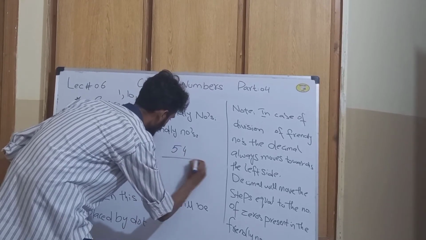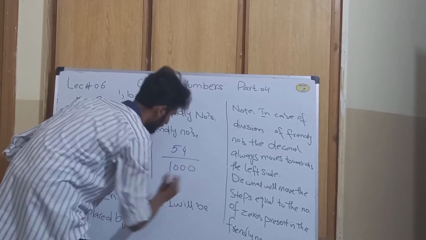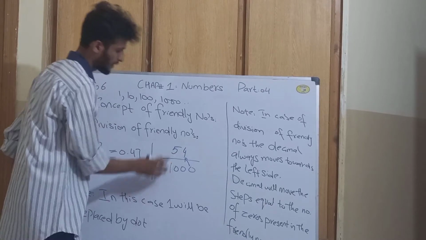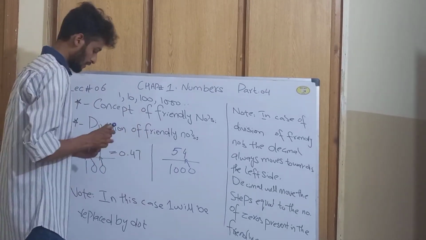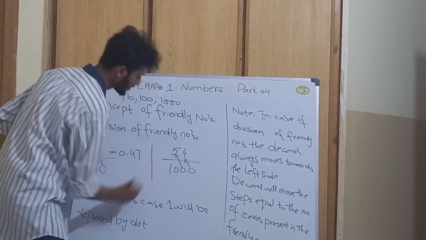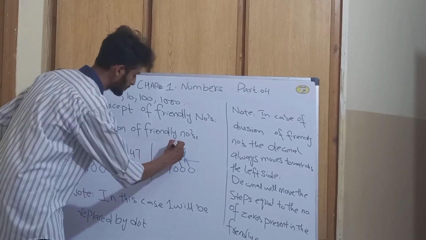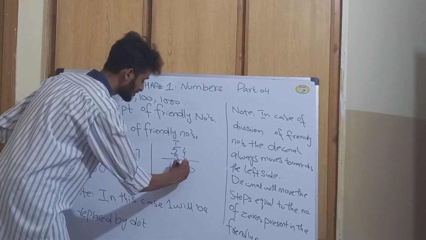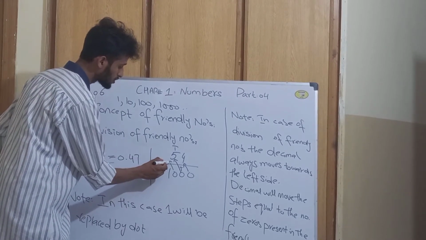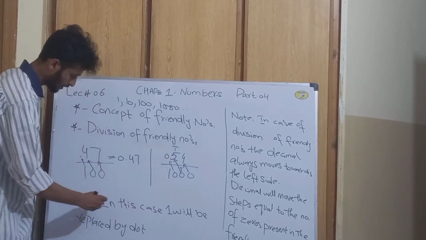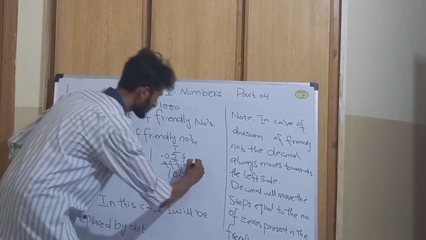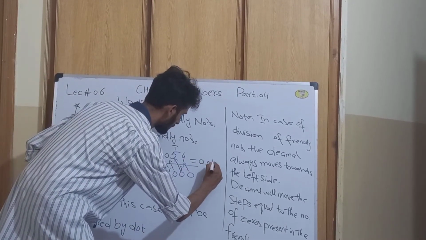54 divided by 1000. This 0 wants to go upwards, but it will be blocked by 4. This 0 wants to go upwards, but there is 5 to block this 0, and both are present in tens place. But there is no number to block this 0. So this 0 will go upwards, and in this case 1 will be replaced by dot. Our answer will be 0.054.